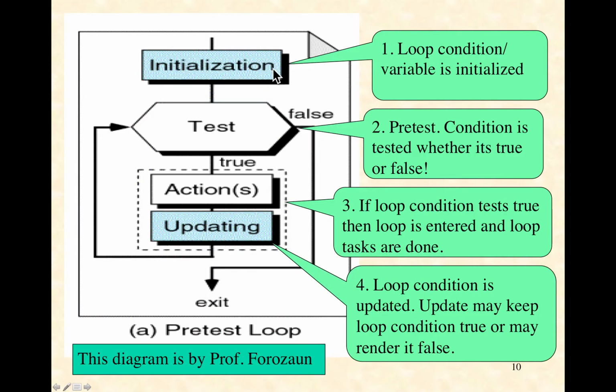Once again, we're going to show these 4 parts of the loop. Somewhere before the loop body even begins, we initialize the loop condition. Then we test it, or pre-test. We test whether it's true or false. If this is true, we take some actions in the loop. And then we update the loop condition. So initialization, pre-test, loop task, and update. Update may keep the loop condition true or may render it false. If it renders false, then we exit the loop. Otherwise, we stay in the loop like this.